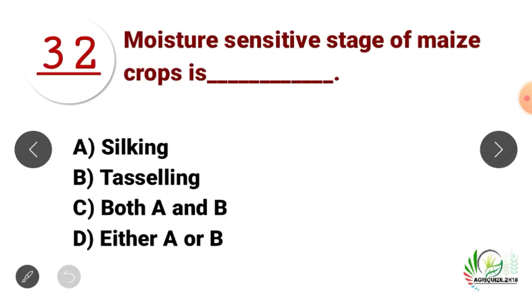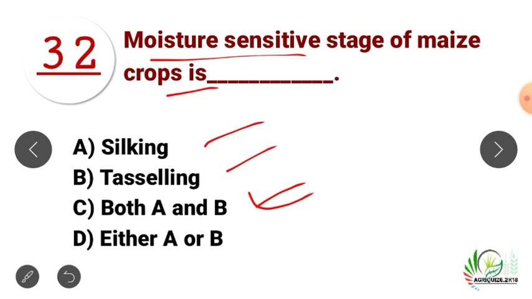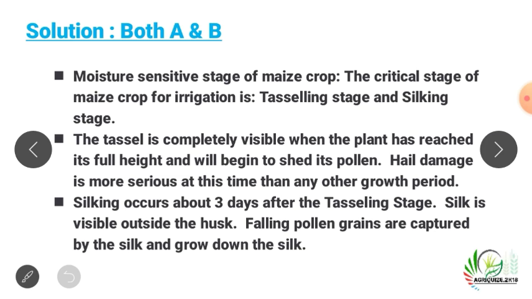Question number 32. Moisture sensitive stages of maize crop is. Here option A, B, C correct, that is option C is correct, as silking and tasseling are both moisture sensitive stages of maize crop. Silking occurs about 3 days after tasseling stage.